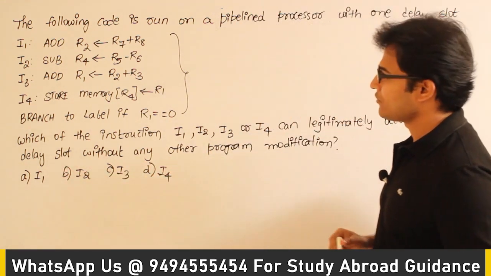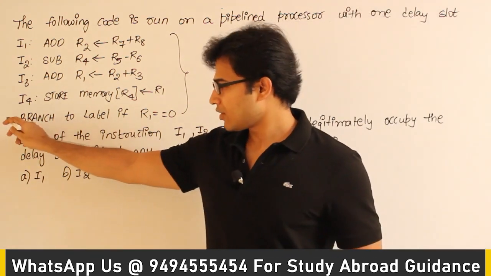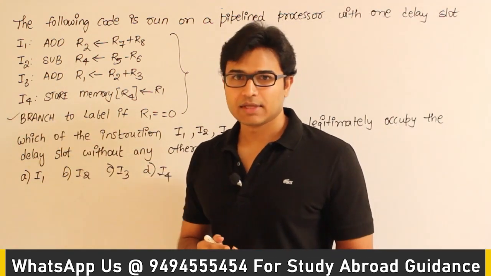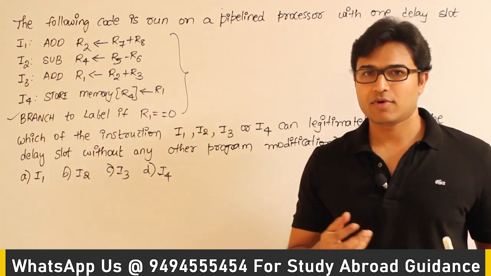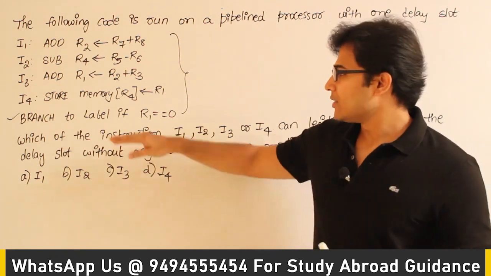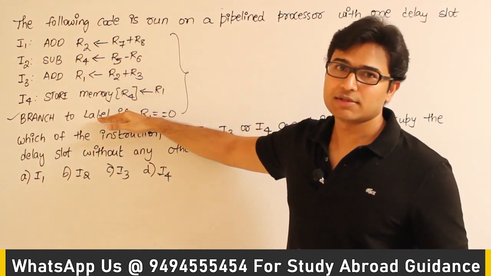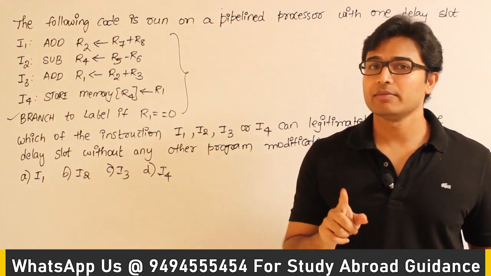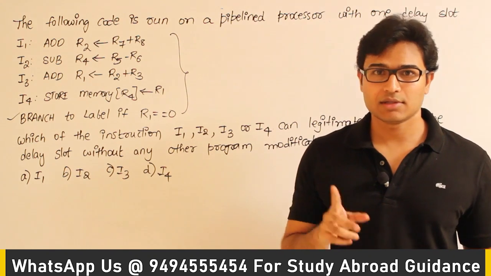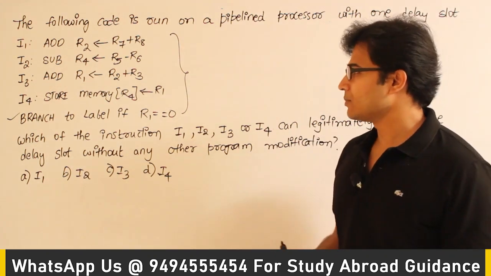Which means whatever delay you are going to face after this branch instruction, if you don't want the delay to happen, you have to find at least one instruction which is before this instruction and try to move it after this, so that that particular instruction will occupy this slot, but then the meaning of the program should not change. That is the one you should keep in mind. Now let's see which instruction can be moved.